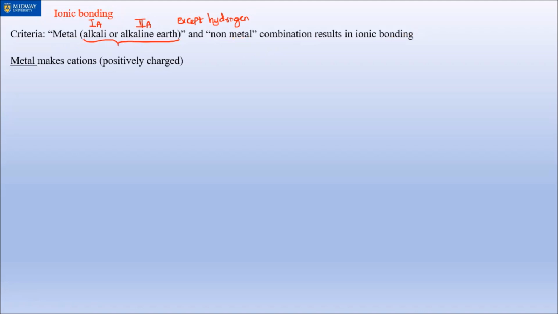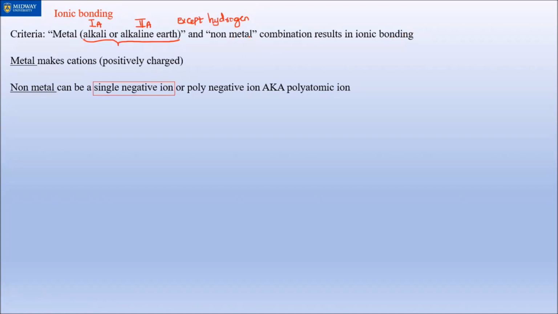And as I've always said, metals always make cations, that is, they lose electrons and are positively charged. Non-metals in an ionic bond can be a single negative ion, which is what we're going to focus on now, or a collection of elements as a polyatomic ion, which we are going to reserve for later when we talk about naming compounds. I think it fits there more than right now.